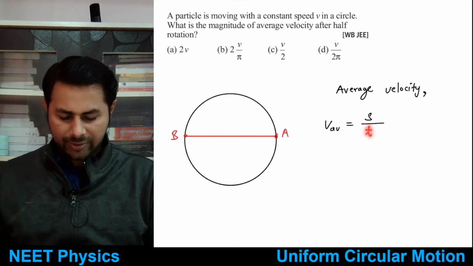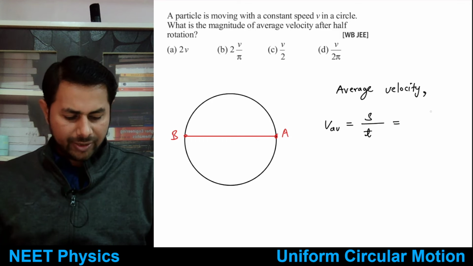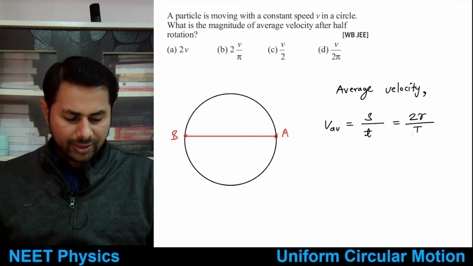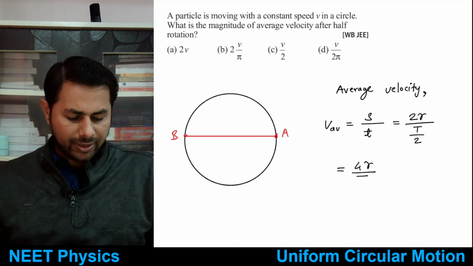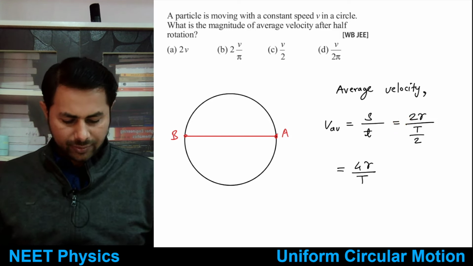So it is displacement divided by time. Displacement, you can say it's 2r, and time taken is T by 2. You can move that 2 in the numerator. So what do you get? You get 2 times 2, that is 4r by T. And then you have v is equal to 2 pi r divided by T, right?